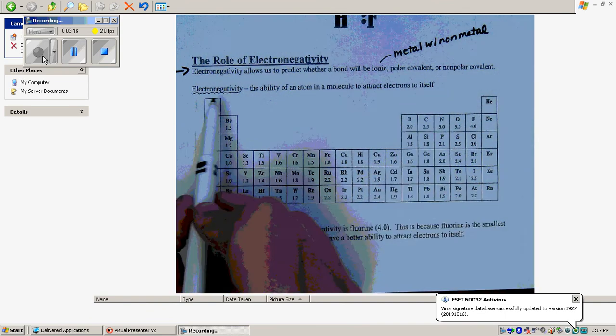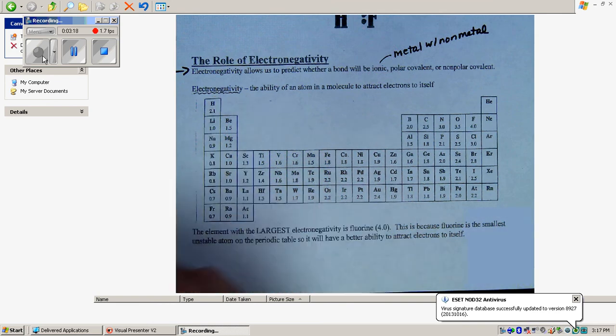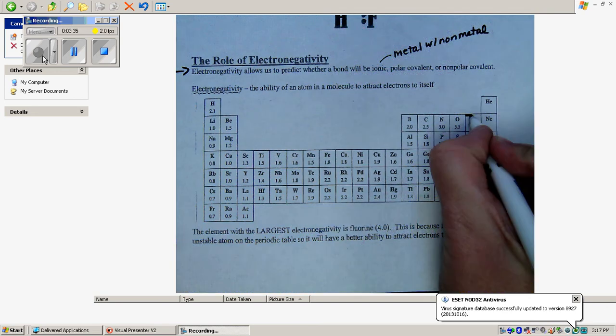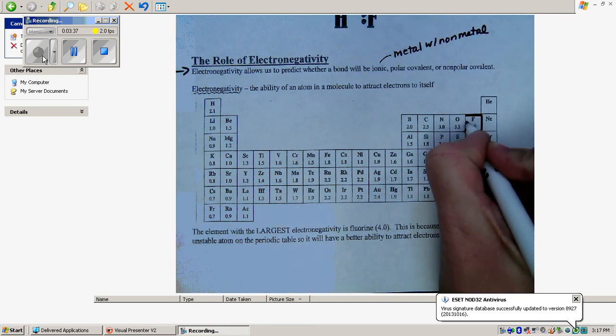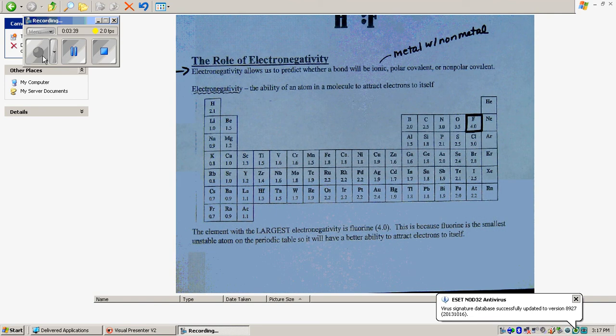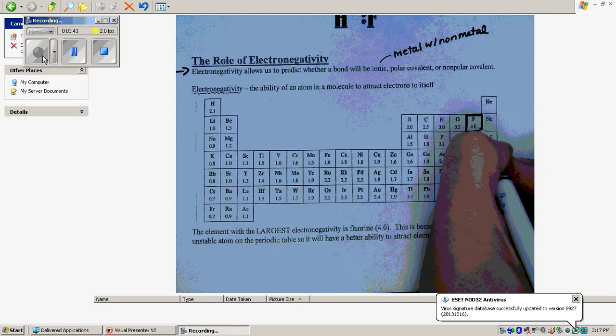So electronegativity, a review from last year, is the ability of an atom to attract electrons to itself. It's not a measure of energy, okay? It's an arbitrary number that they came up with, and it's representing how likely an electron is to be attracted to the nucleus of something. The substance with the highest electronegativity, and you might want to box this one in here, is fluorine. Fluorine has the highest electronegativity, and they gave it the value of 4.0.